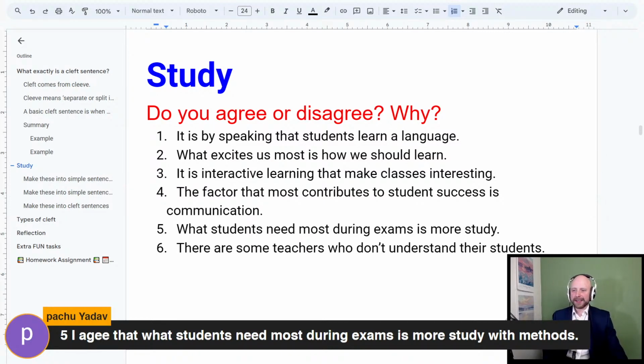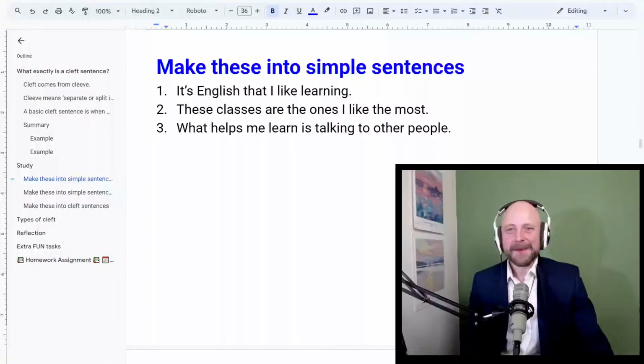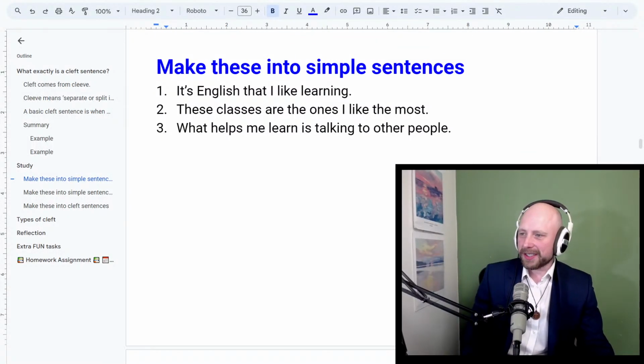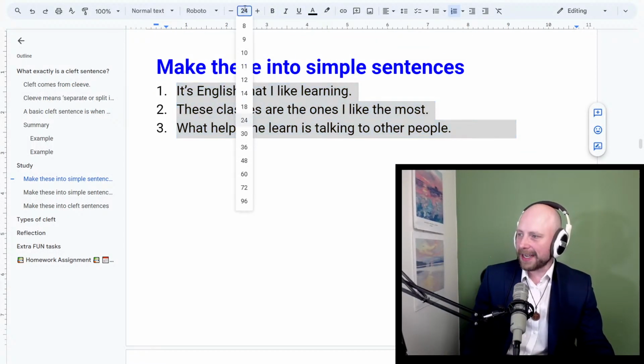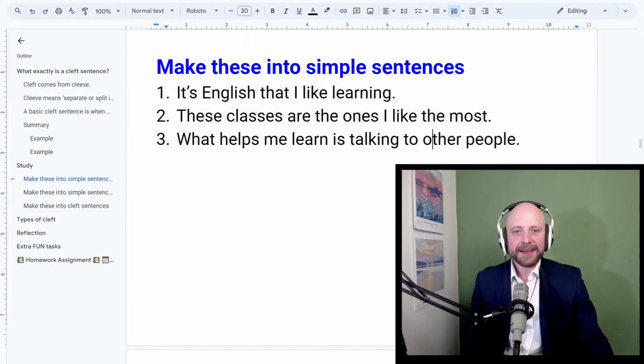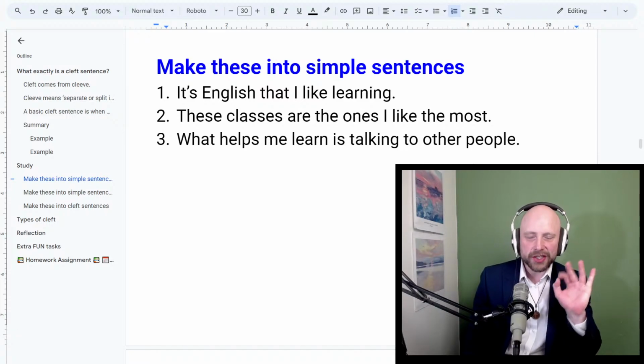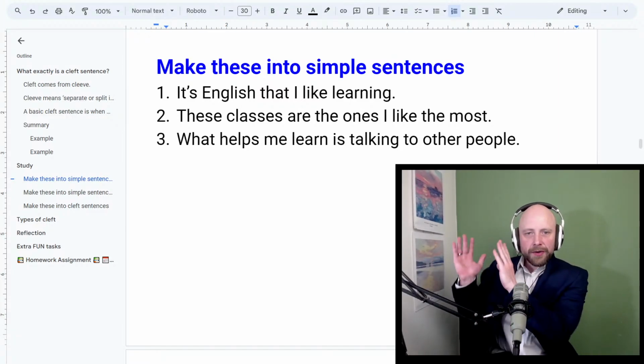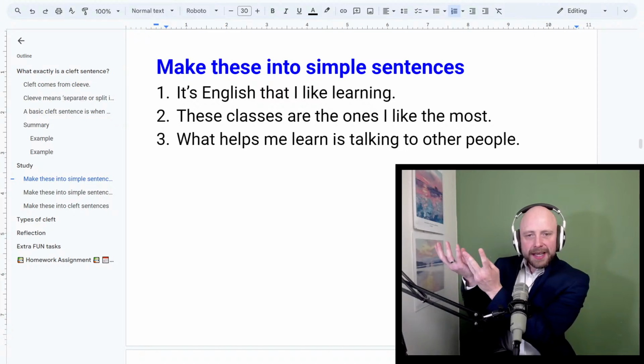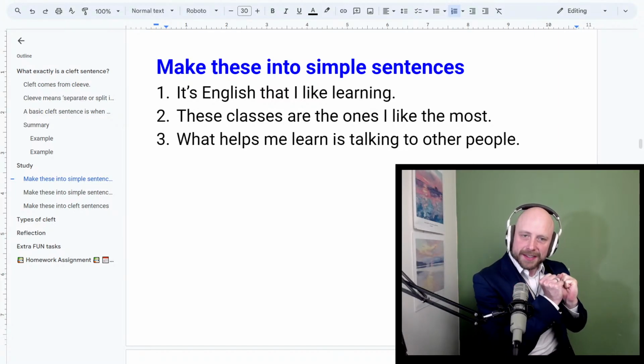All right, let's do some practice then with cleft sentences. Let's do some of that lovely, lovely grammar practice that everybody wants. Give me the grammar practice. Okay, all right, let's have some grammar practice, everybody. I'd like you to make these into simple sentences. So on your screen right now, you can see some cleft sentences, and I would like you to make these cleft sentences into simple sentences. So they have 2 clauses at the moment, and I want you to make them into a sentence with 1 clause.